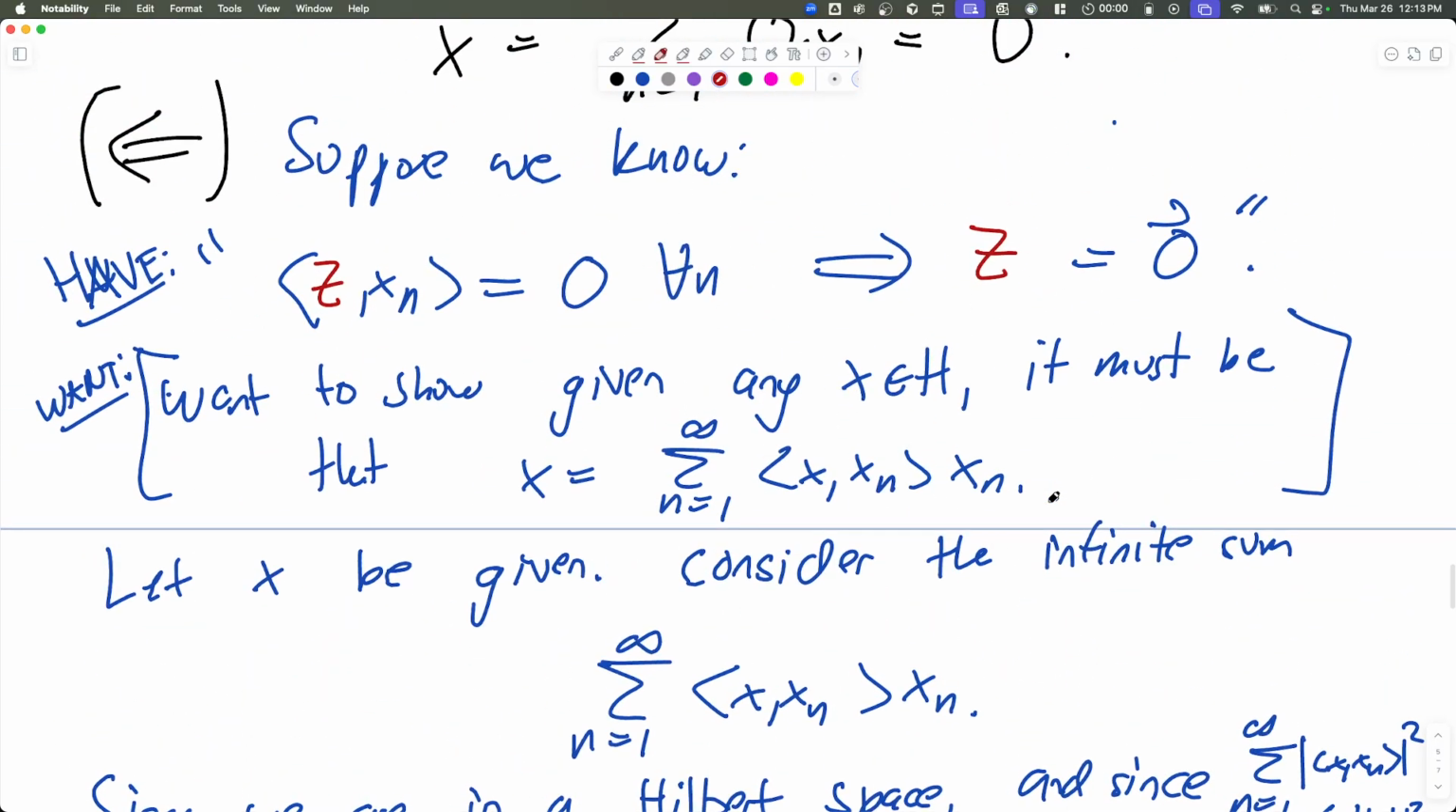How could we possibly use what we have to prove that y equals x? What should we put in for z?